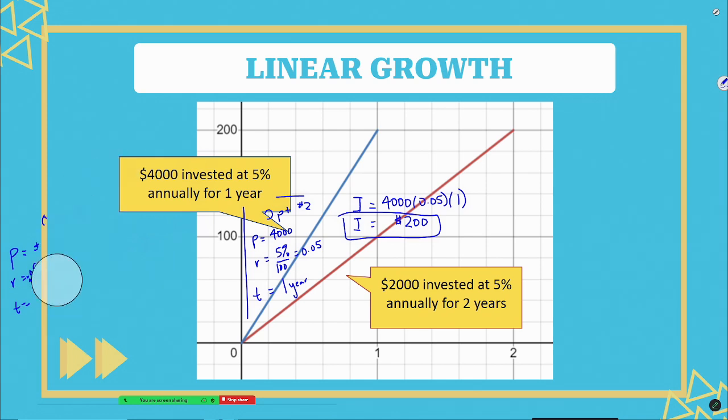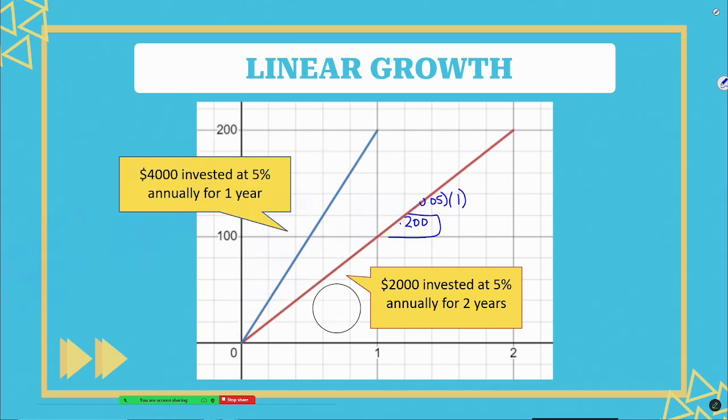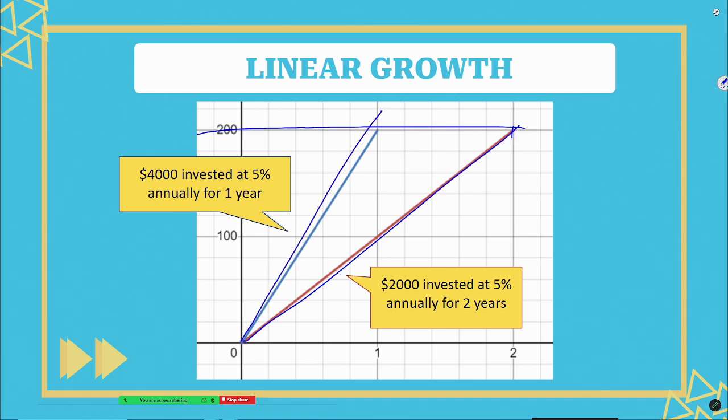However, with our linear growth, you can see that 2,000 invested at 5% annually for 2 years gives us this constant growth to get us to $200. After 2 years, it gets us to $200. 4,000 invested at 5% for 1 year, still that linear growth, but it gets us to $200 faster than the 2,000.